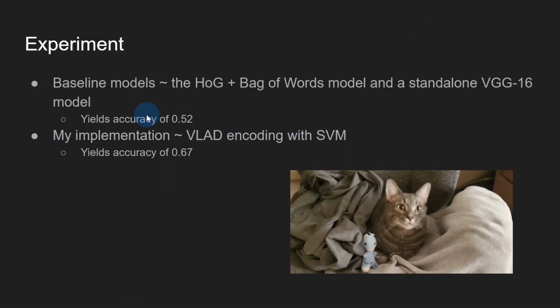Moving on to my experiments, I used a pre-trained model and a standalone VGG16 model to get a baseline for what I'm testing against, and it yielded an accuracy of 0.52 or 52%. After my implementation of VLAD encoding with SVM, I yielded an accuracy of 67% or 0.67. So that's an increase of 15% or 0.15.